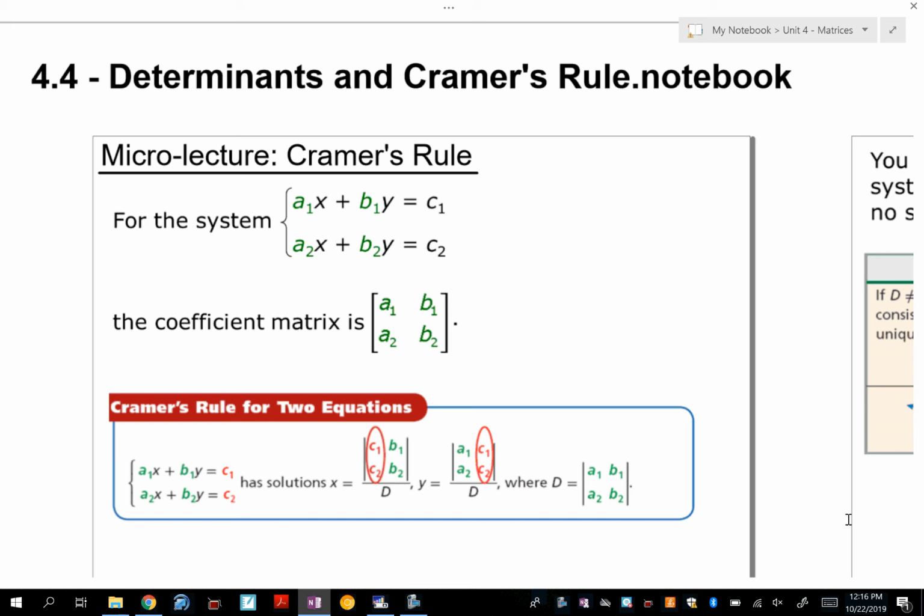Now, Cramer's rule comes from a guy named Gabriel Cramer. He was a Swiss mathematician in the 18th century. All right, so he's dead, so pour one out for him.